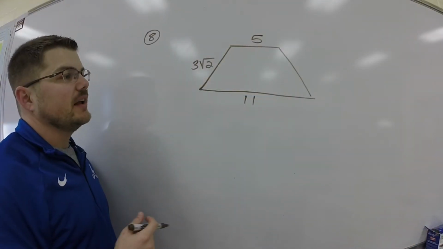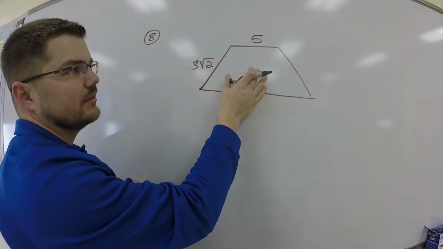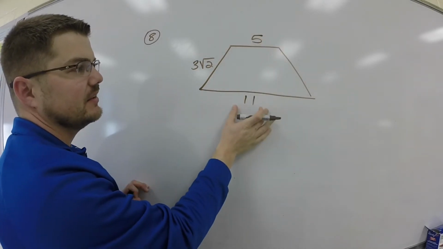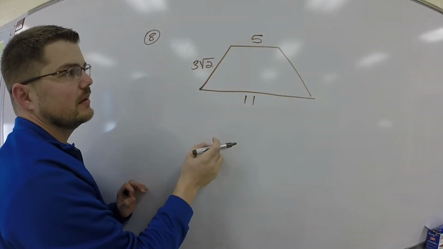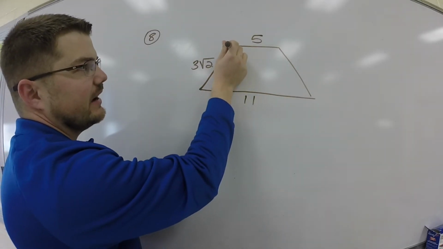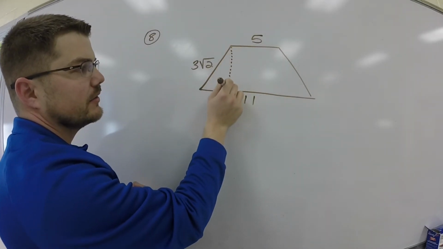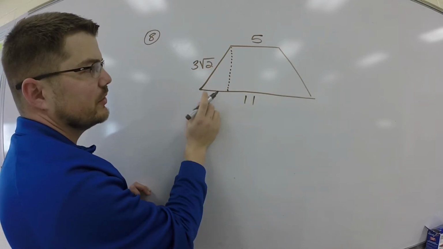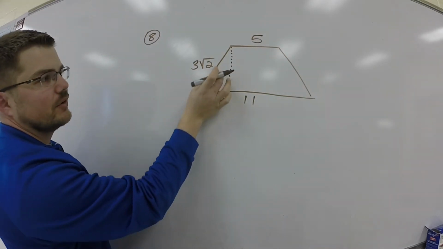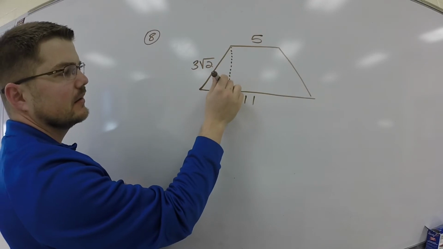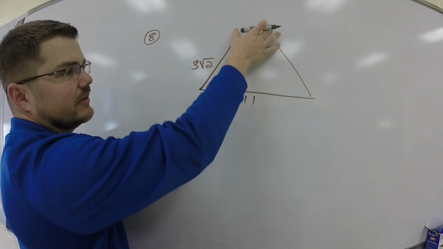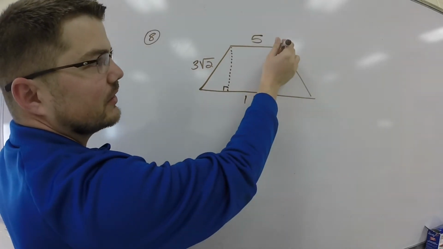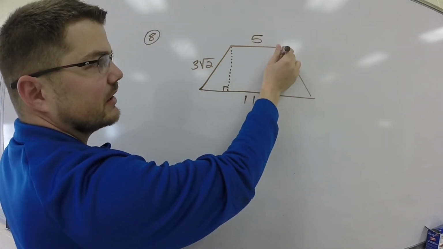Alright, we're going to look at number 8 now. We have a trapezoid. It gives us the bases 5 and 11, and it tells us that this side is 3 root 2. So what we need to find is the height. Let's draw this little line, and we'll focus on this right triangle here. So let's find from here to here, and let's use our bases to figure it out. So you can see it better if I did this right here.